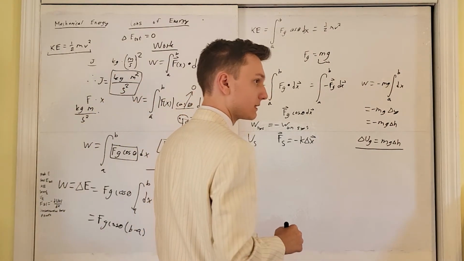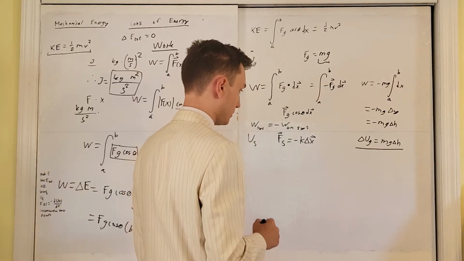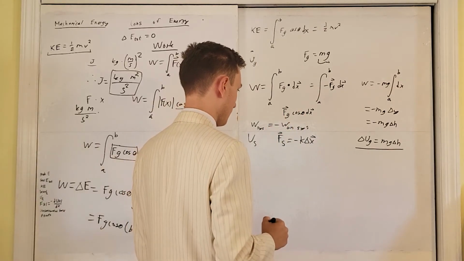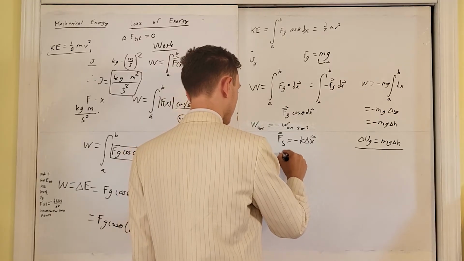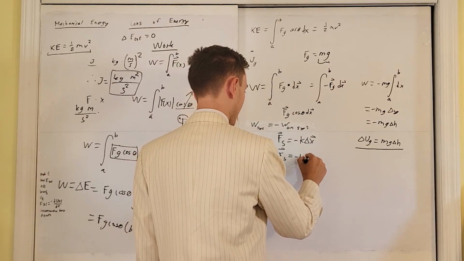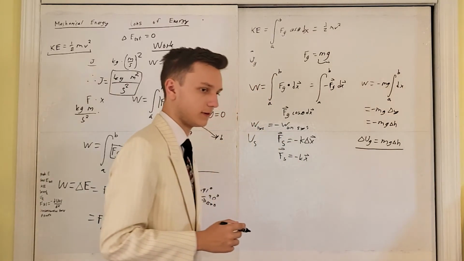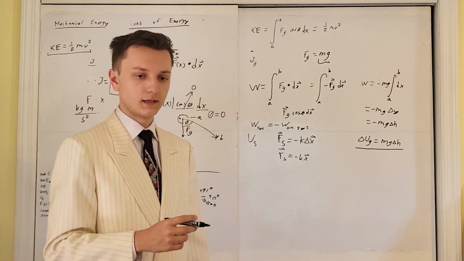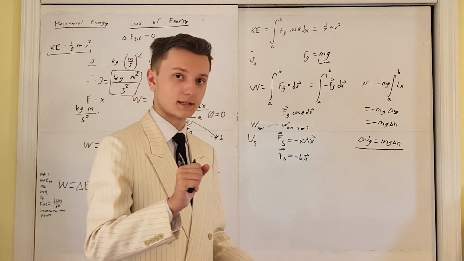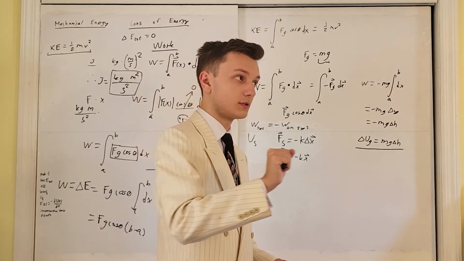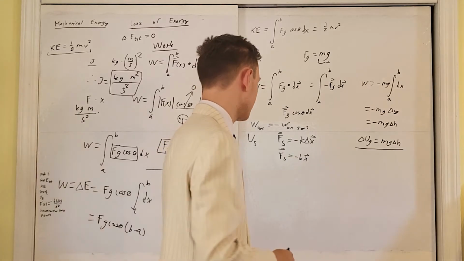So for the purposes of this derivation, we're going to assume that our initial position is 0. Therefore, this equation simplifies to negative kx. So I want to do the work integral. I want to find how much work is done on the system as I oppose the spring force and try to compress it, okay?